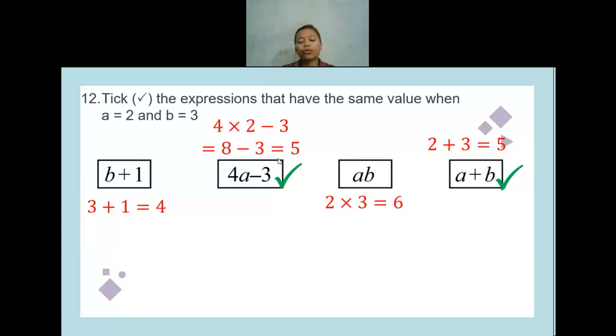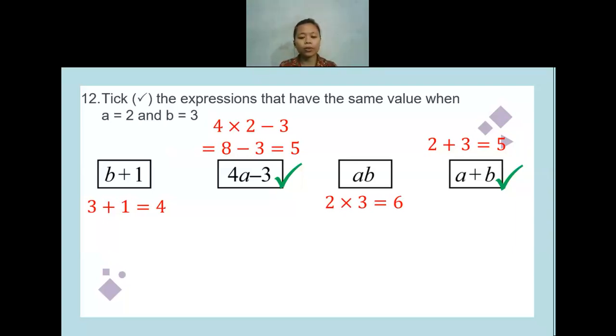We move to the next box. 4a minus 3. 4a means 4 times a. The a is 2, so it will be 4 times 2 minus 3. There is a multiplication and a subtraction. Multiplication has to be done first. So 4 times 2 equals 8. 8 minus 3 equals 5.